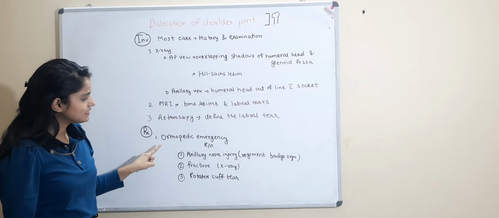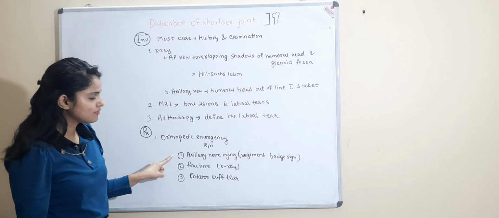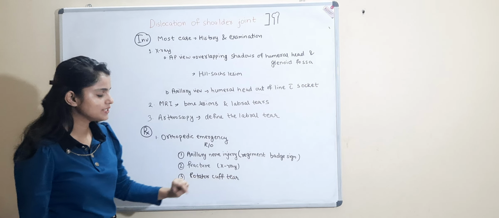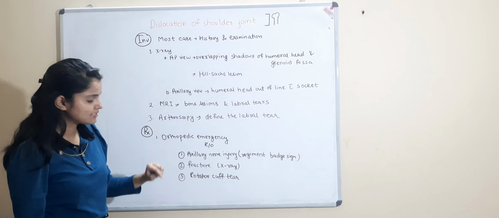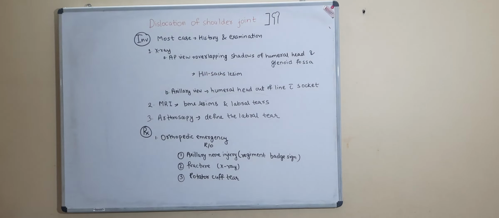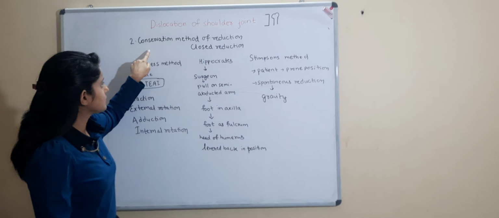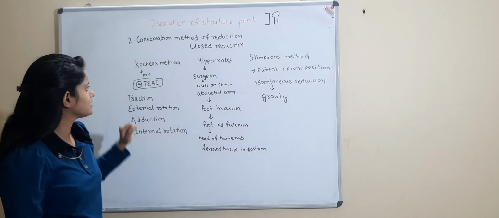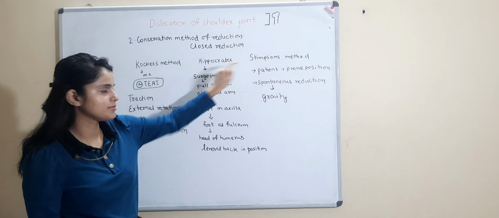For the treatment, it is an orthopedic emergency, and before treatment, we need to rule out axillary nerve injury by regimental badge sign. There will be anesthesia in the deltoid region if axillary nerve is injured. We can rule out fracture by X-ray and rotator cuff tear. For conservative method of reduction, we do closed reduction under general anesthesia. There are three methods: Kocher's method, Hippocrates method, and Stimson's method.